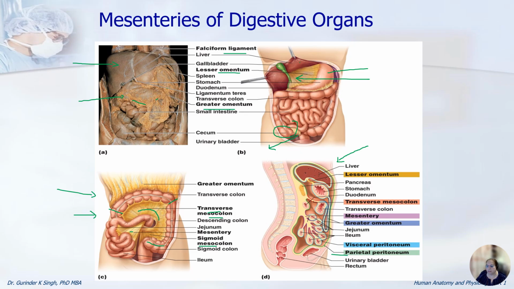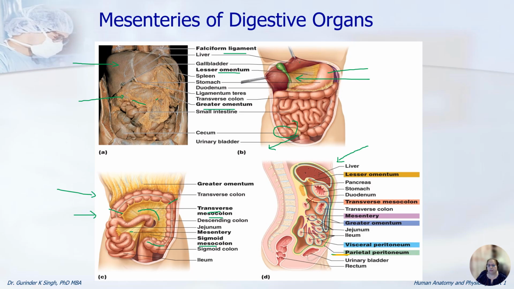I'm just going to change the color of the pen so it's different than other colors. So this is the parietal. This green line is the parietal peritoneum because it follows along the wall of the abdominal cavity. Okay, and then part of it is enclosed and is touching the organs, so that then it becomes the visceral peritoneum.